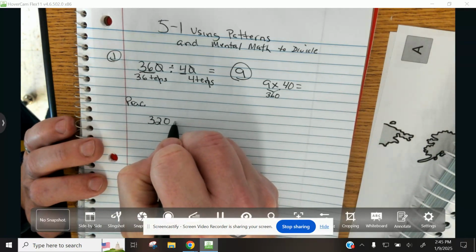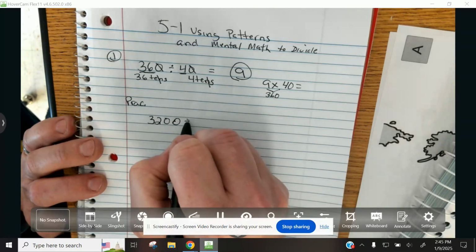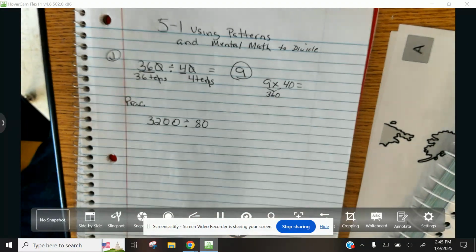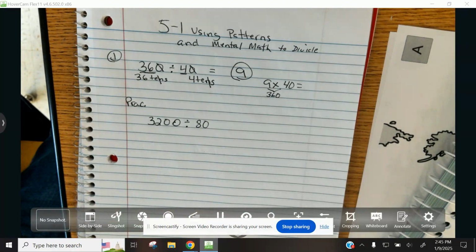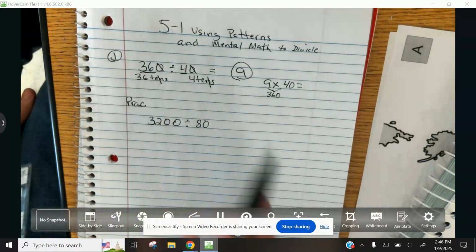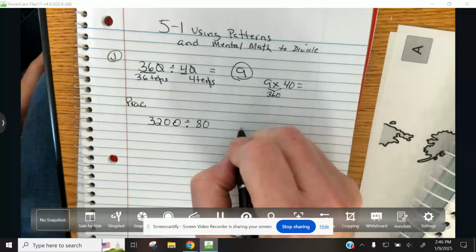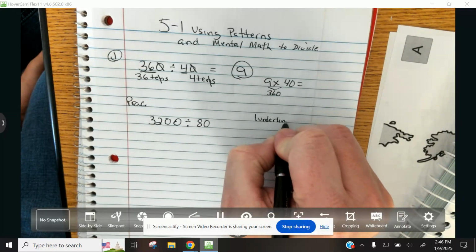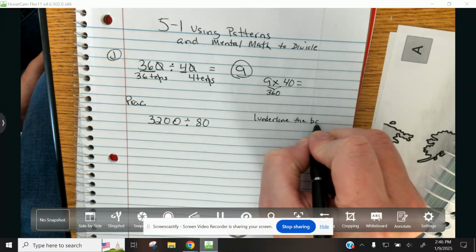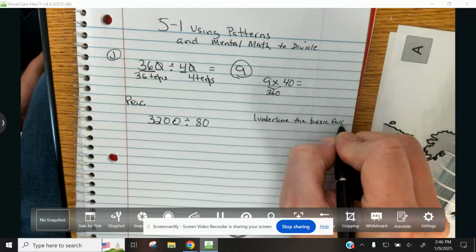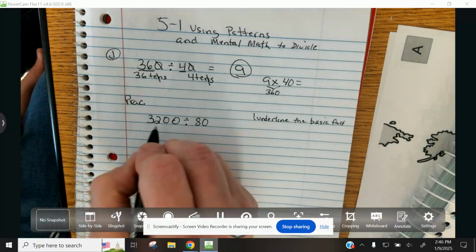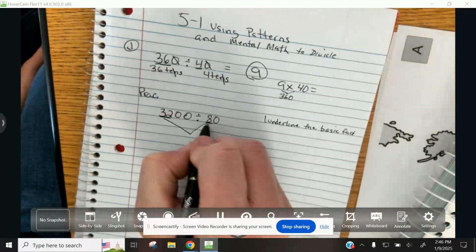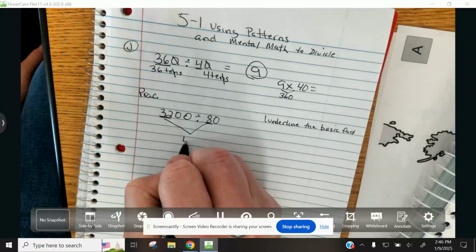Let's go even bigger. 3,200 divided by 80. Okay, so when we're doing this, I want you to think to yourself, and I'll leave the 10s out this time, what is the basic fact? So the first thing I'm going to tell you to do is underline the basic fact. Underline a basic fact that you see. So I see 32 and 8, and that's what we're going to do first. We're going to divide 32 by 8. Okay, so 32 divided by 8 is 4.